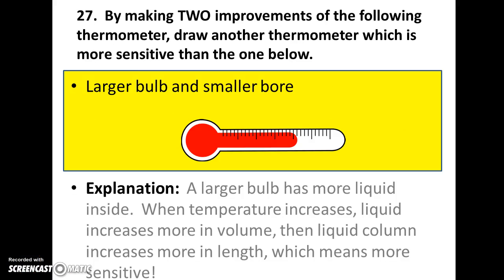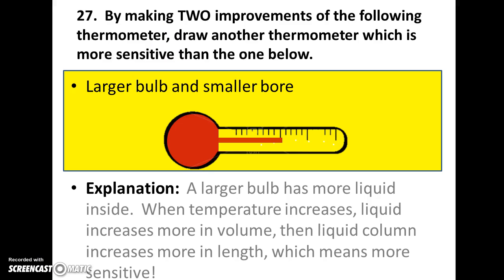Question 27. By making two improvements on the following thermometer, make another one which is more sensitive. A more sensitive thermometer should have a larger bulb and smaller bore. So, it should look like this. A larger bulb may have more liquid inside, so that when temperature increases, the liquid volume increases more, and so the liquid column also increases more in length, which means more sensitive.